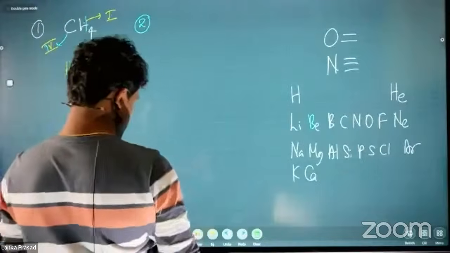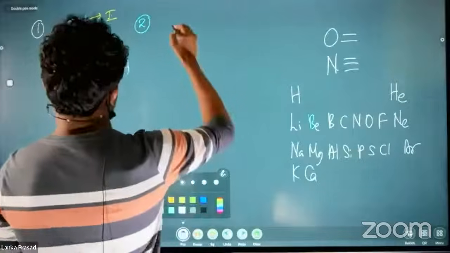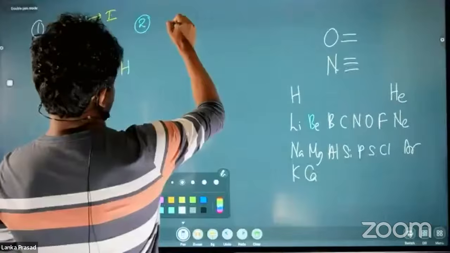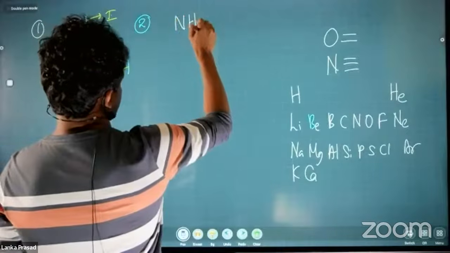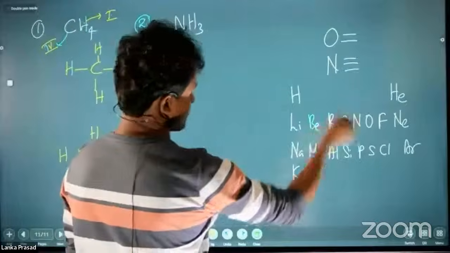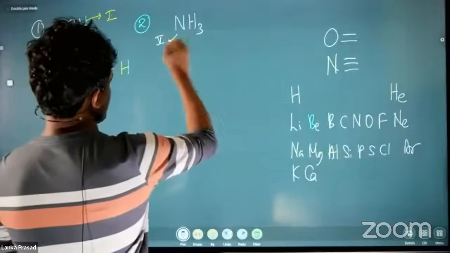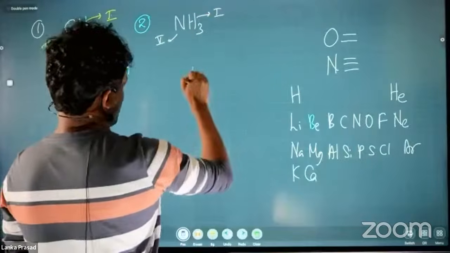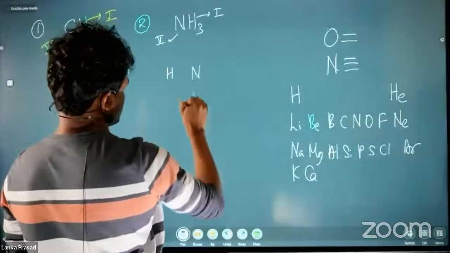Now look at that. Methane. Okay. Ammonia, NH3. Nitrogen: 1, 2, 3, 4, 5. Group number is 5. Hydrogen is 1.